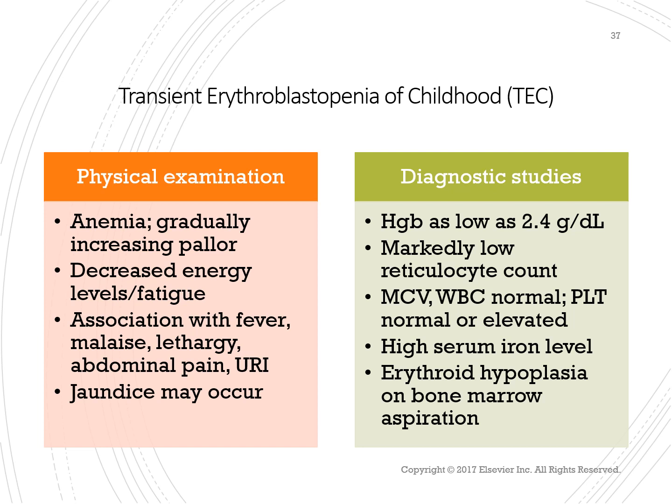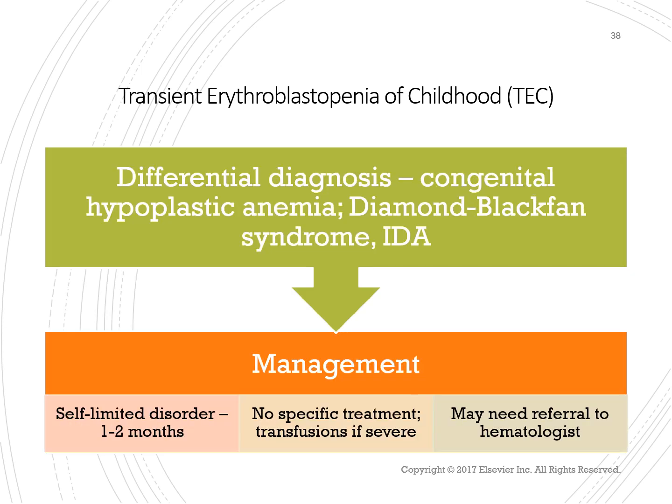Diagnostic studies: our hemoglobin is going to be as low as 2.4, and they're going to have a markedly low reticulocyte count. MCV and white blood cells are going to be normal, platelets are going to be normal or elevated. And we will usually see a high serum iron level and erythroid hypoplasia of the bone marrow aspiration. Your differential diagnosis with TEC, we're going to be concerned with congenital hypoplastic anemia, Diamond-Blackfan syndrome, or iron deficiency anemia.